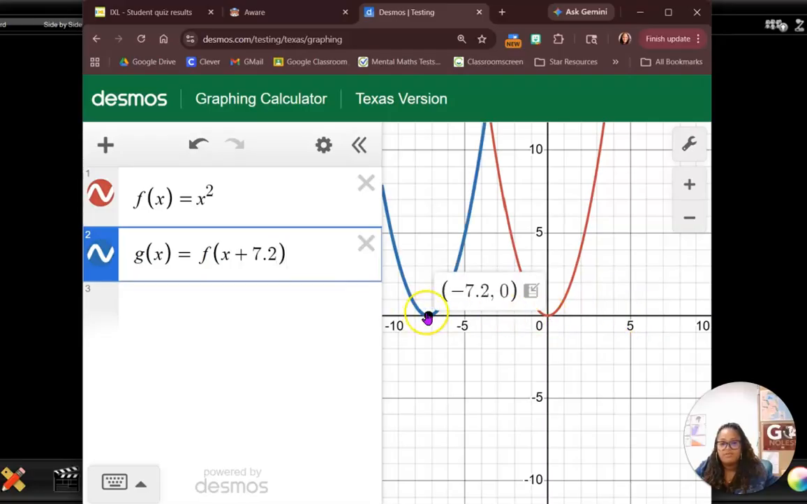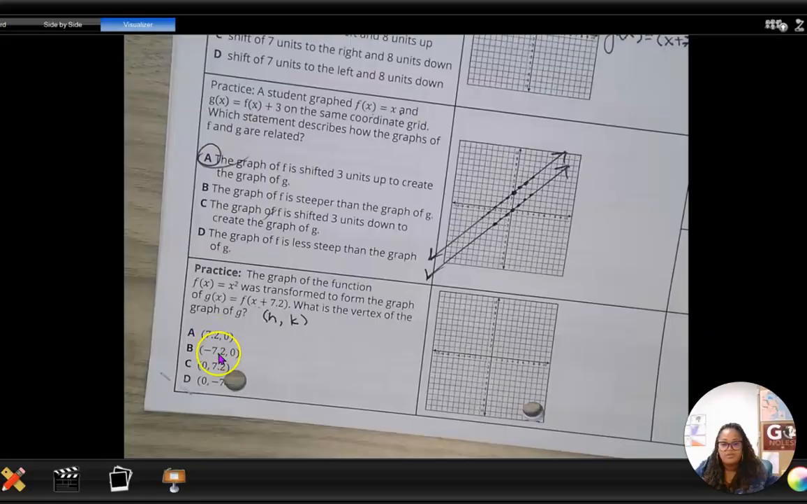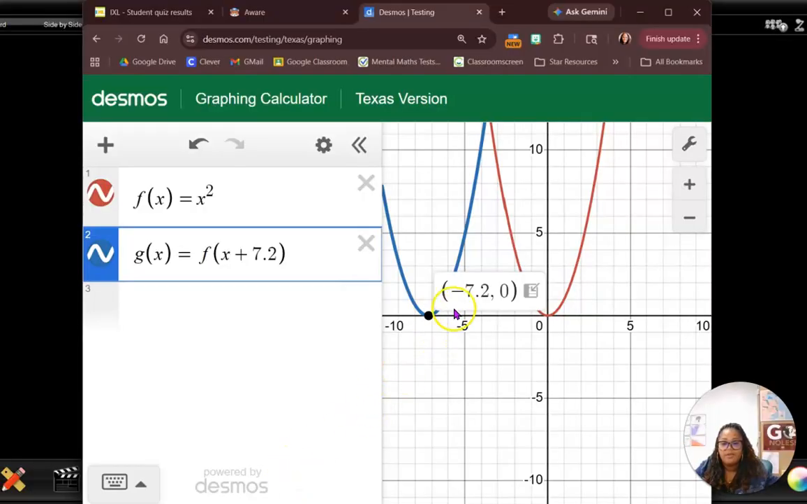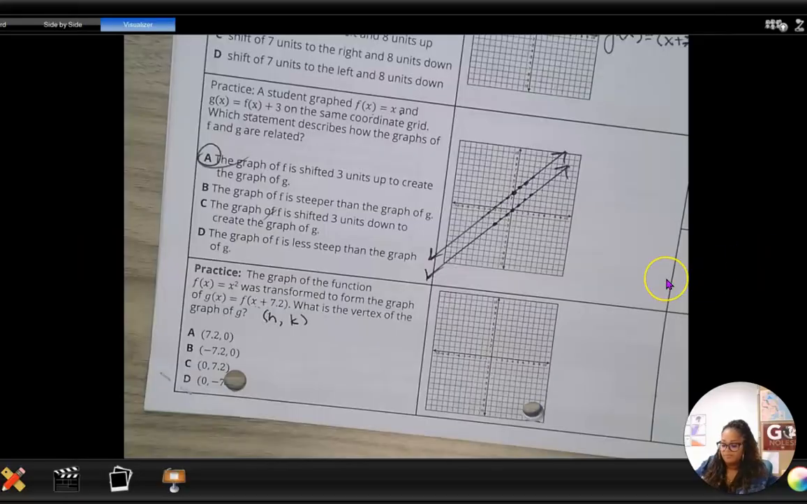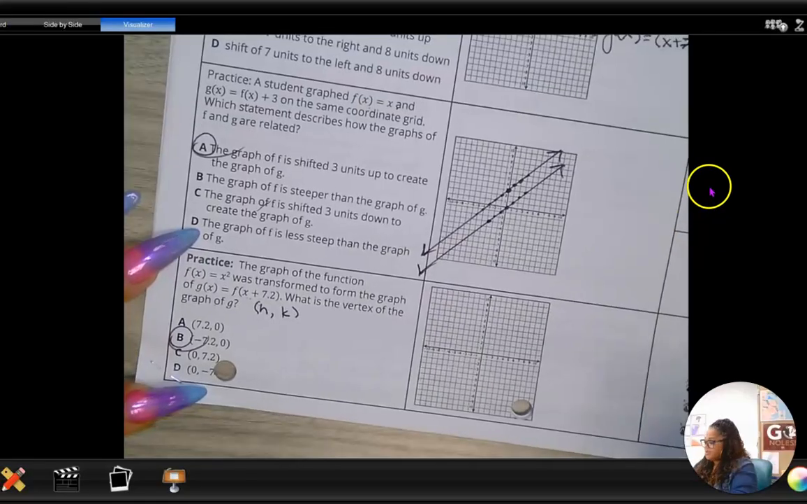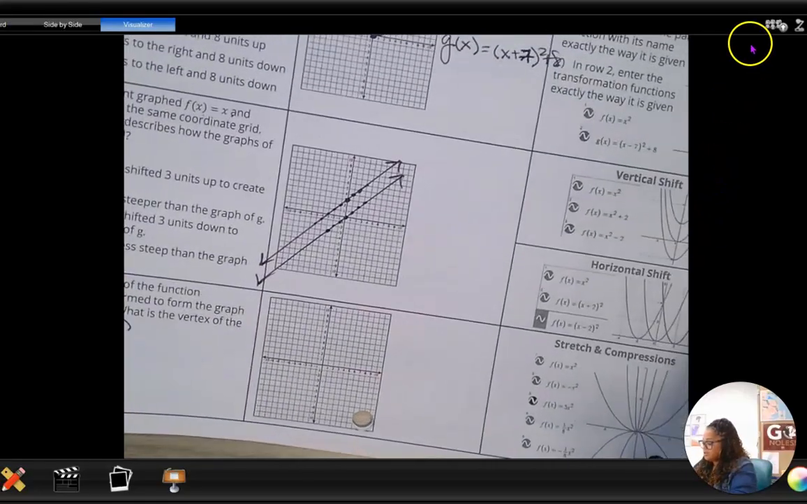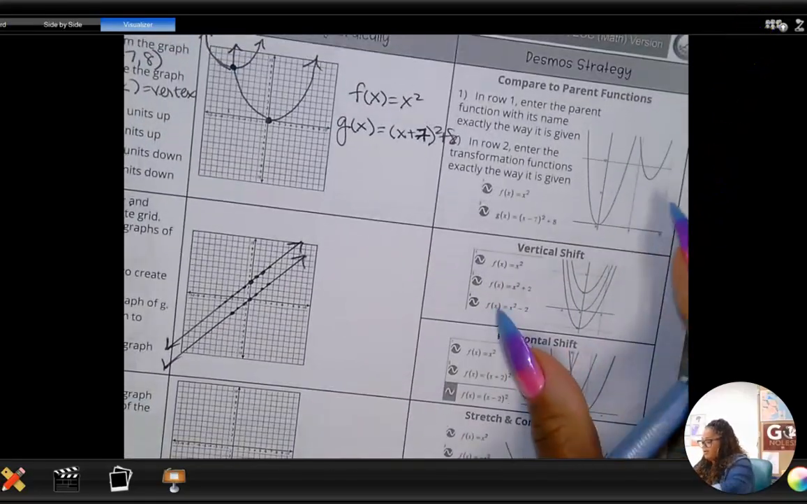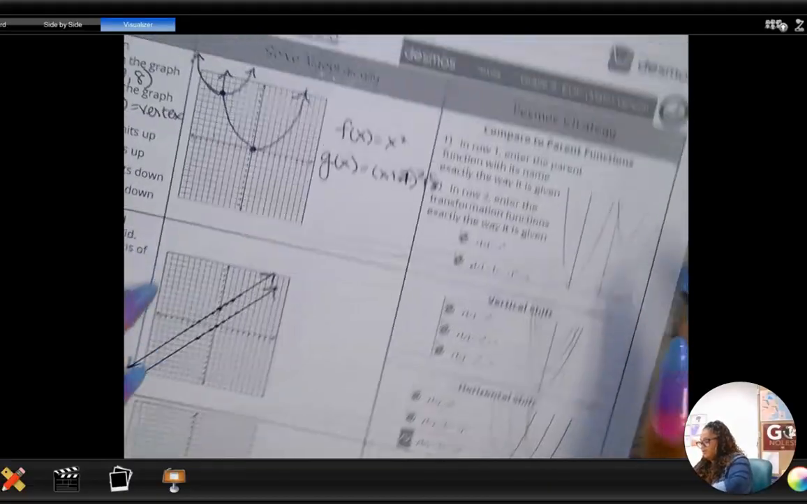So with 7.2, it moves 7.2 units to the left because we started at the red. I'll move over to the blue. So it'll be this one right here. Let me double check. Yep, -7.2, 0. That would also be an x-intercept and a solution. Okay, let's go on. Let's go to the front because I think this is the back. Oh, somebody already wrote on this.